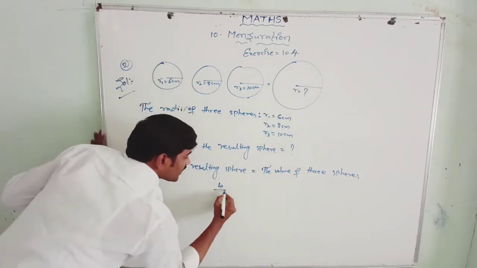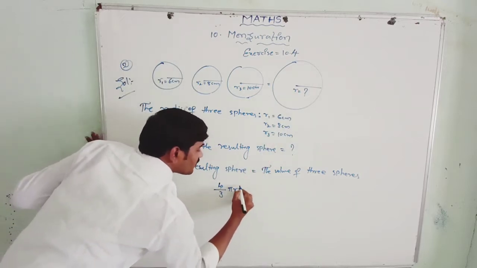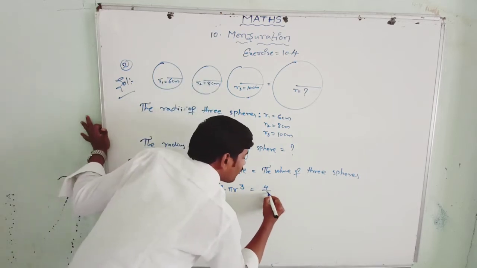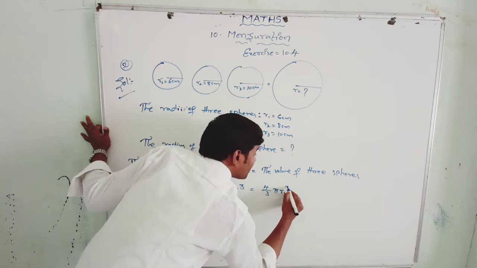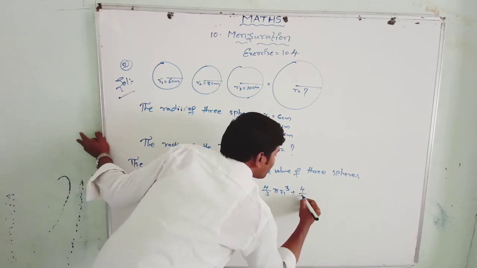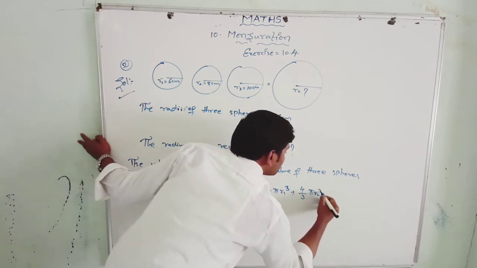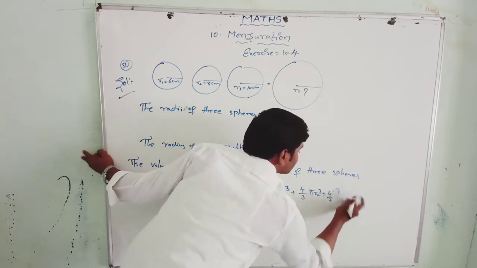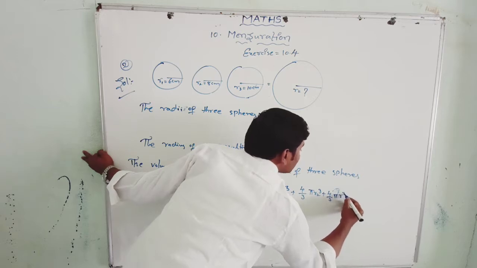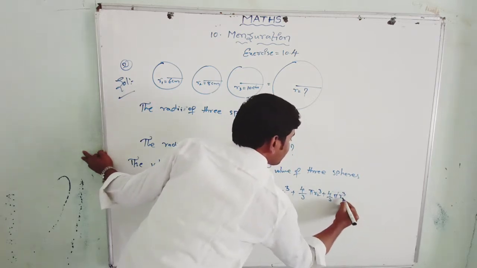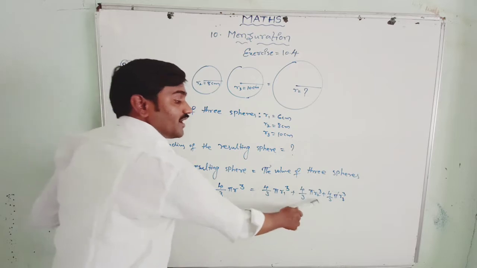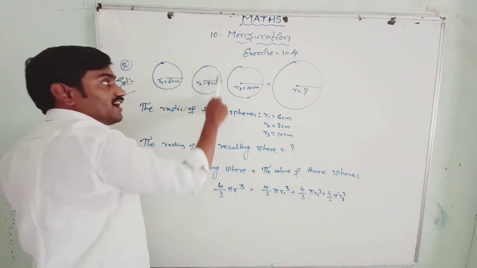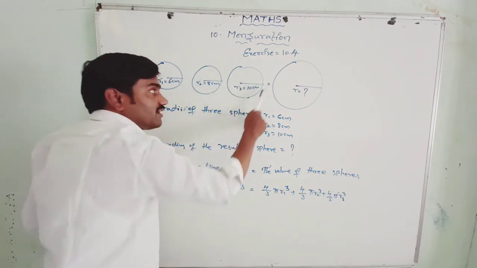The formula for a sphere is 4 by 3 pi r cube. Equal to here also the same: 4 by 3 pi r1 cube plus 4 by 3 pi r2 cube plus 4 by 3 pi r3 cube. Why r1 cube, r2 cube, r3 cube? The volume of this sphere plus the volume of the second sphere plus the volume of the third sphere.